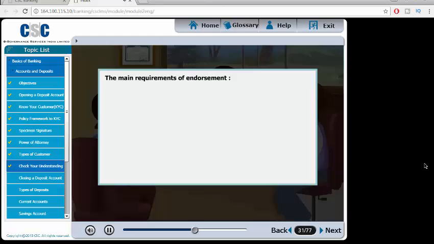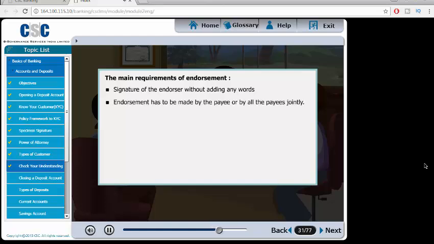Following are the main requirements of endorsement. Signature of the endorser without adding any words is adequate to constitute endorsement. Endorsement has to be made by the payee or by all the payees jointly. An endorsement cannot be partial, as to only a part of the amount of the instrument.